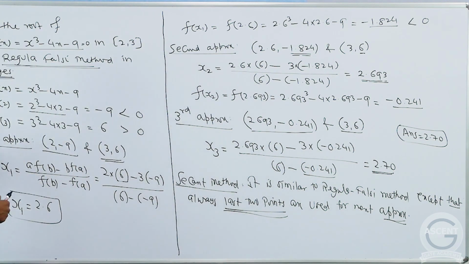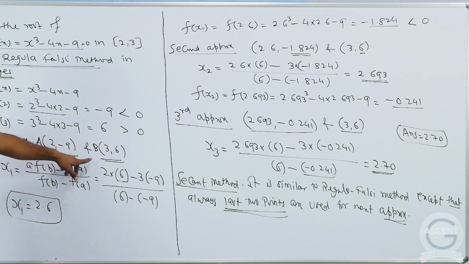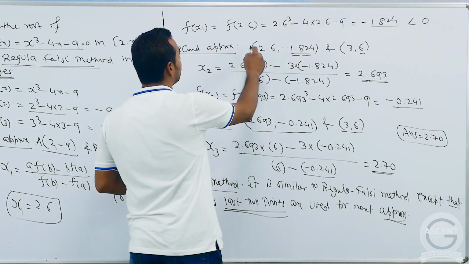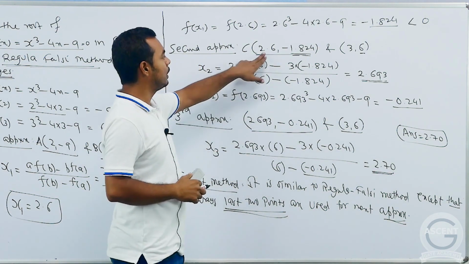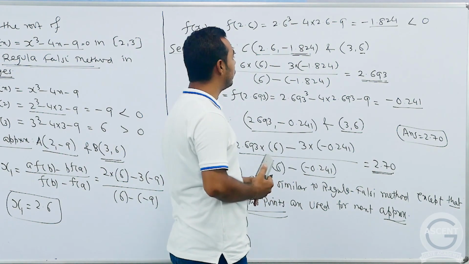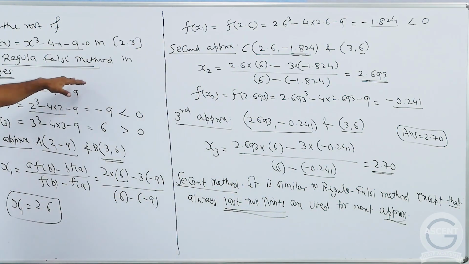Now let me explain this with the help of this example. Suppose this point was A and this point was B. So for the next approximation, we are using these 2 points. This will be same in Regula falsi method and in secant method. Now the next point that we obtained was this point C, right? The next point that we obtained was x equal to 2.6 and the corresponding value of y was minus 1.824. Now in Regula falsi method, we are making sure that at one point the value of y is negative, at another point the value of y is positive.